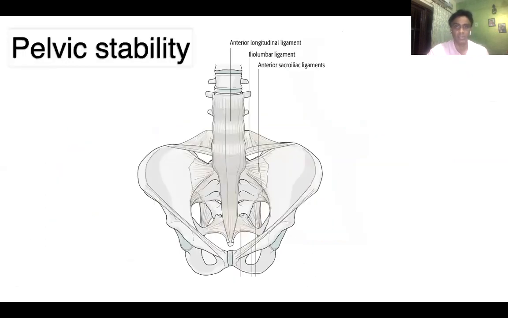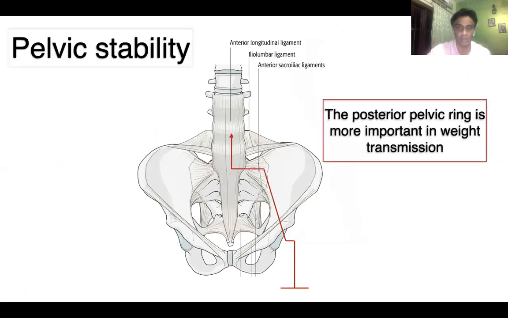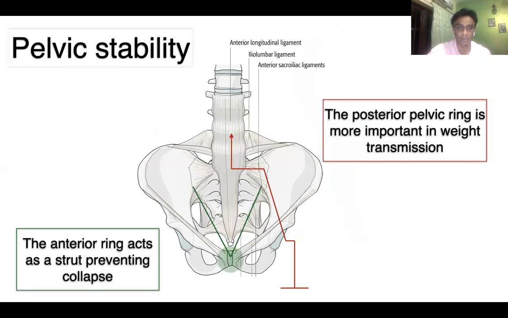With regards to stability of the pelvis, it predominantly comes from the posterior pelvic ring because it is along the line of weight transmission, whereas the anterior ring merely acts as a strut, preventing collapse of the pelvis. This is important because even in patients who have a smaller or a minor injury to the anterior ring, or even in patients who have had an exenteration of the bladder where the entire anterior ring is missing, the disability with regards to mobility and weight bearing is often minimal. So with regards to stability, the posterior pelvic ring is the most important.